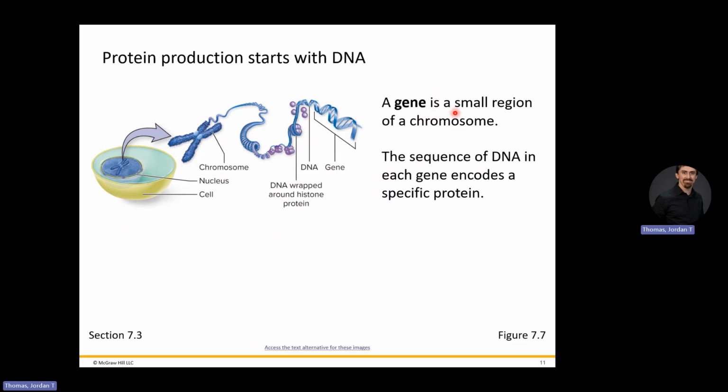So a gene is a small region of the chromosome. It's a sequence of DNA, and each gene encodes for a specific protein. So the gene is the actual instructions on how to make a protein. I mentioned earlier, think of DNA as a cookbook. The cookbook holds all the instructions for how to make the proteins in the cell. The gene is the one set of instructions for a specific protein. So you take that one gene, you can read it from the DNA to make a new protein.